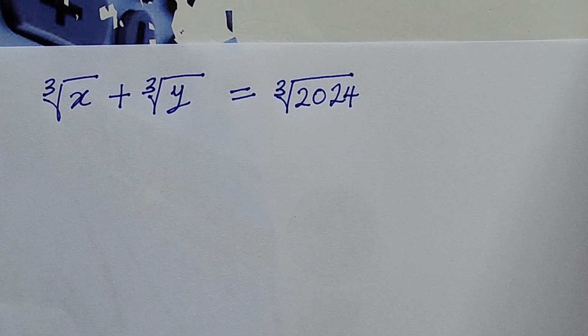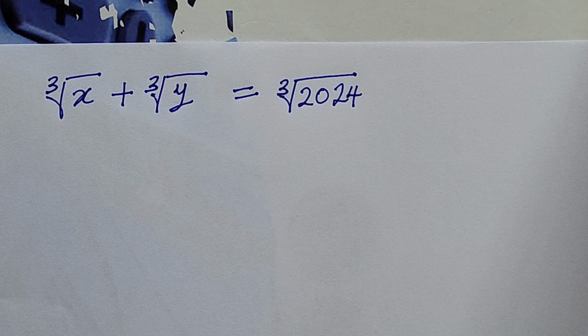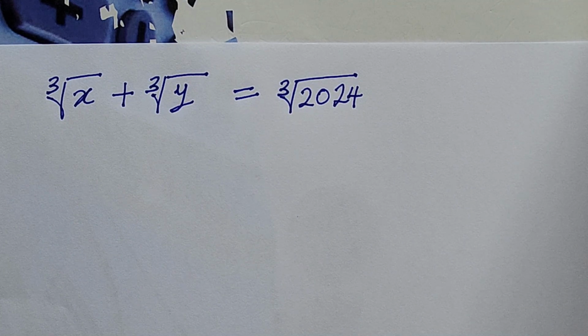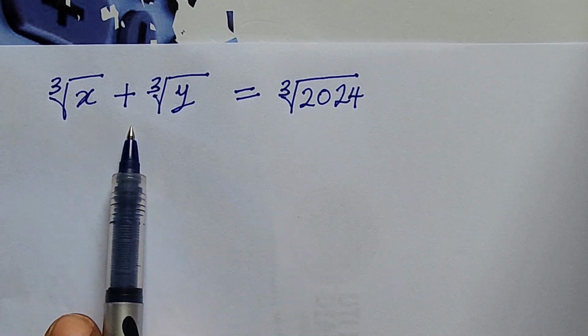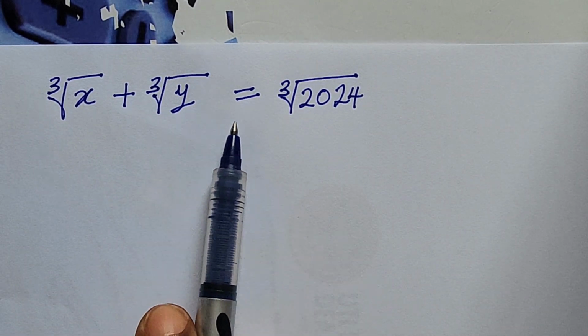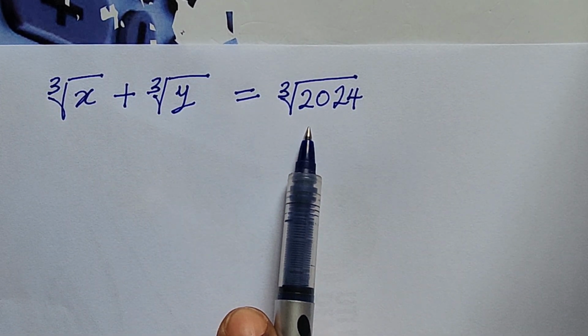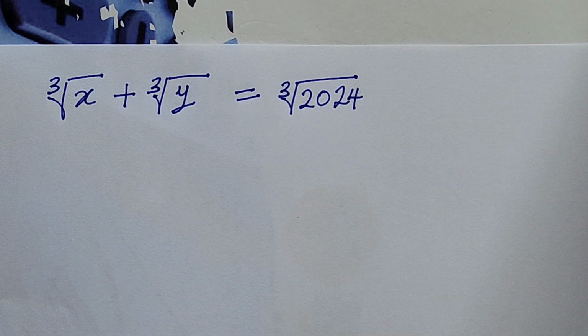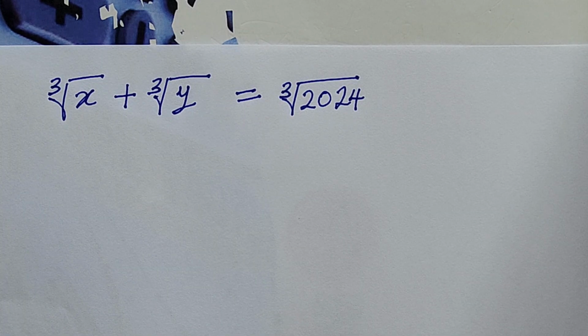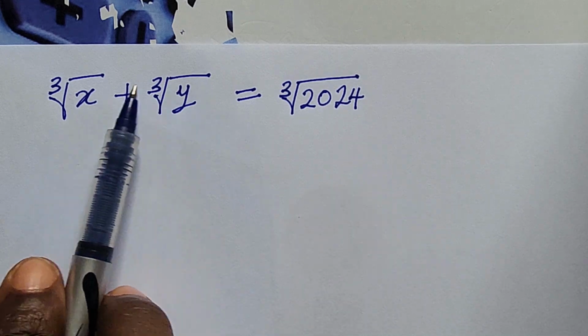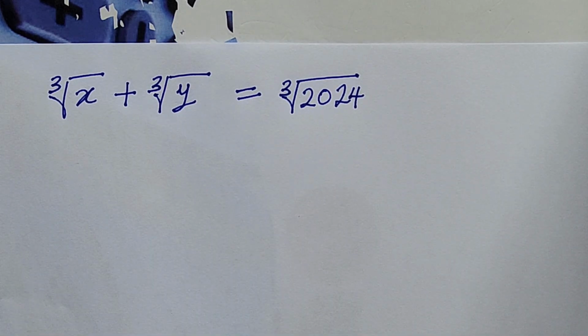Today we have a very nice math problem before us here. The question is: the cube root of x plus the cube root of y equals the cube root of 2024. What year are we in? We are in the year 2024. So we want to create a math challenge that has to do with the year 2024. How do we get the values of x and y that, when we put together their cube roots, will give us this?